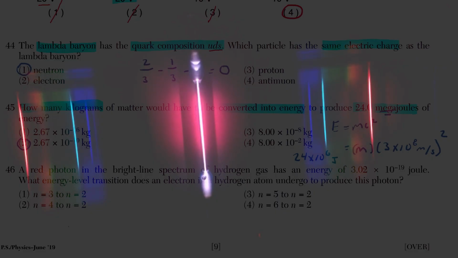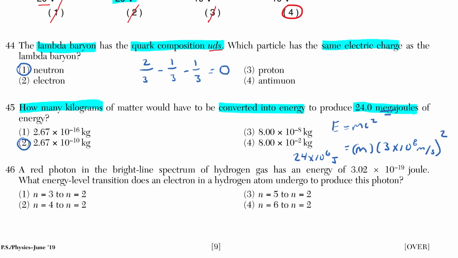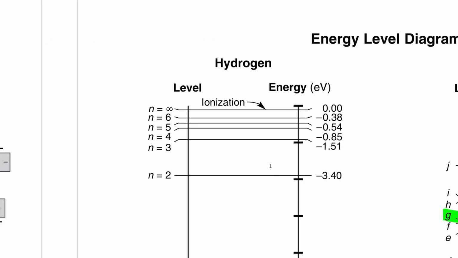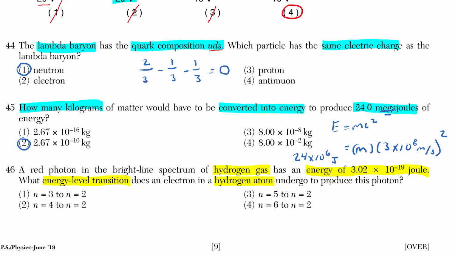A red photon in the bright line spectrum of hydrogen gas has an energy of 3.02 times 10 to the negative 19 joules. What energy level transition does an electron in a hydrogen atom have to undergo to produce this photon? Well, if we head on over to our reference tables and take a look at the hydrogen atom, the first thing that you'll notice is that all the energies are in electron volts. The problem didn't give us electron volts, it gave us joules. So to figure this out, we first have to convert joules into electron volts.